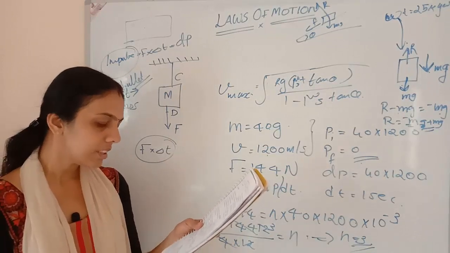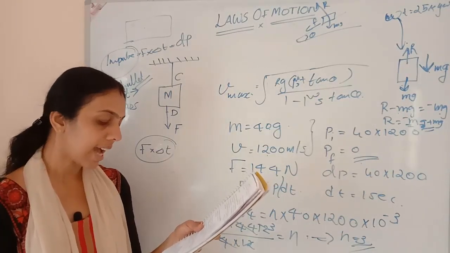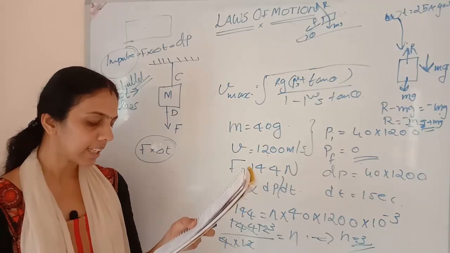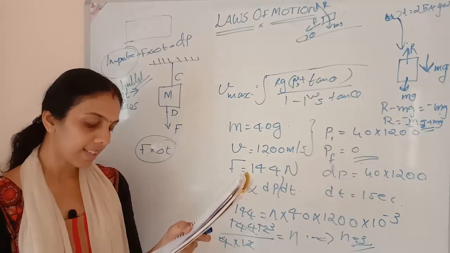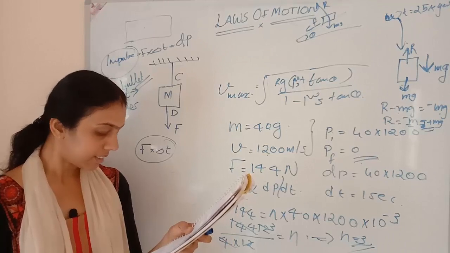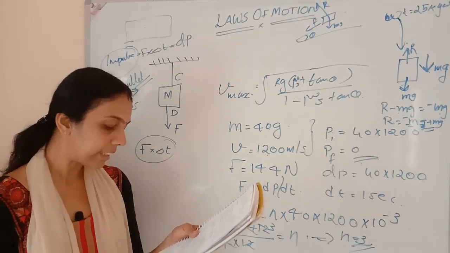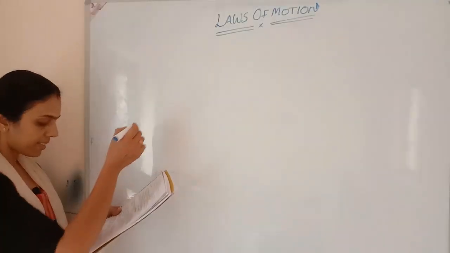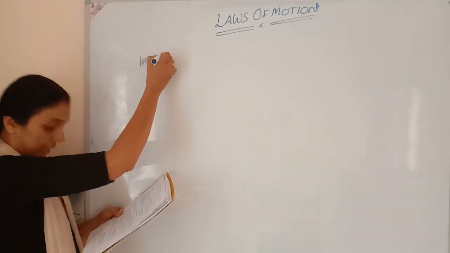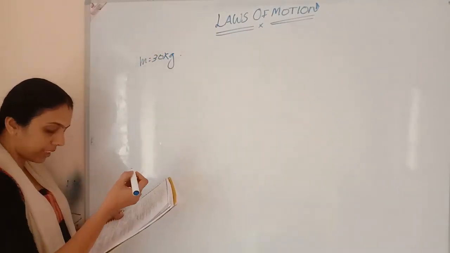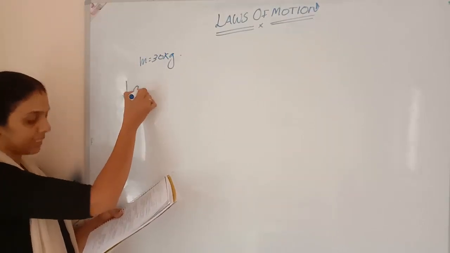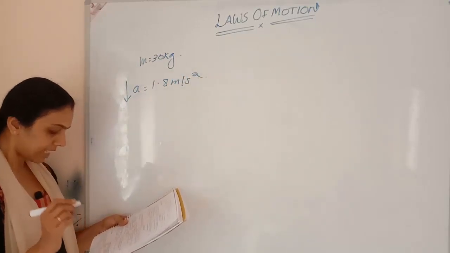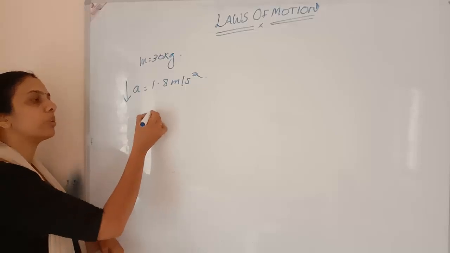Next is, a passenger of mass 30 kg is standing in a lift which is moving vertically downwards with an acceleration of 1.8 meter per second square. Will the passenger experience a decrease or increase in his weight? Explain. So the same way we can explain that. A passenger of mass 30 kg is standing in a lift moving vertically downwards with an acceleration of 1.8 meter per second square. Will the passenger experience a decrease or increase in his weight?